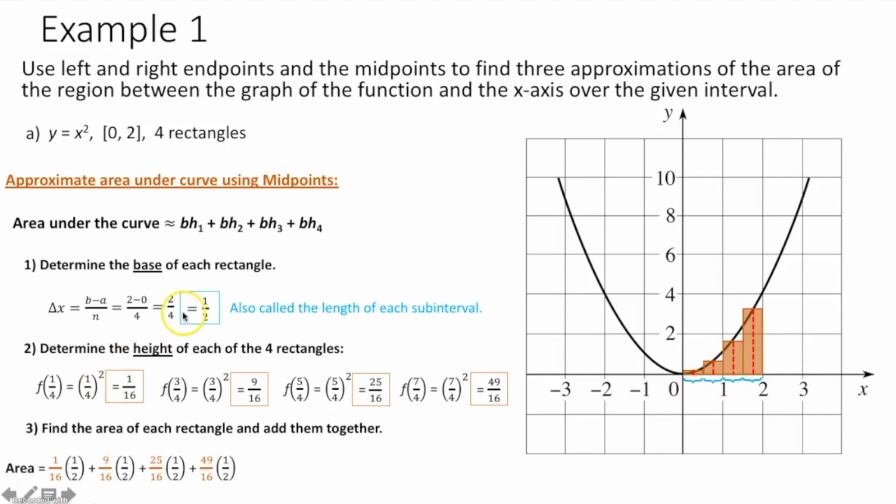Now, in order to get the approximate area using the midpoint approximation, I get base times height for each of these, which is 1/2 times 1/16, 1/2 times 9/16, 1/2 times 25/16, and 1/2 times 49/16. That's base times height for each of the rectangles. I then get an approximate area under the curve of 2.625 units squared. Now, when you're using a midpoint approximation, if you want to determine whether it's an overestimate or underestimate, you look at concavity. Since this is concave up, this is going to be an underestimate.